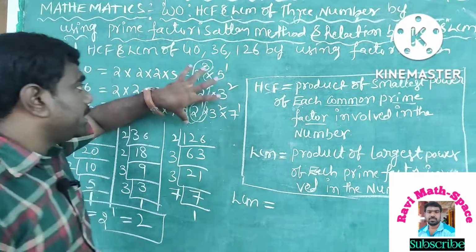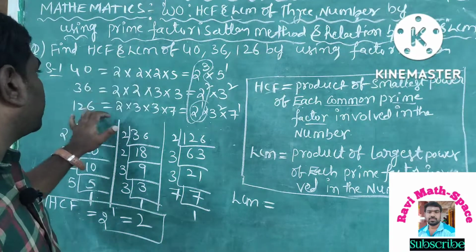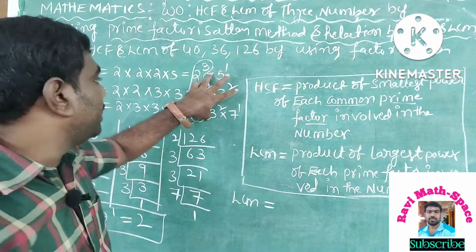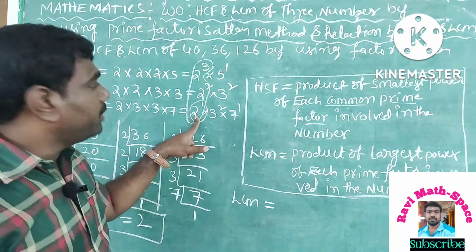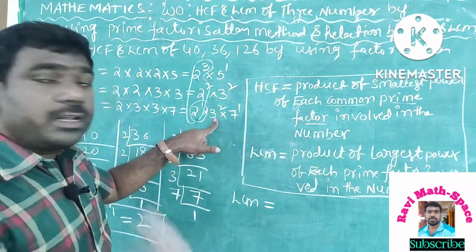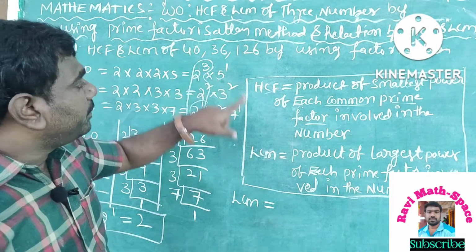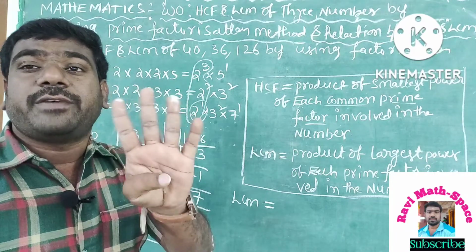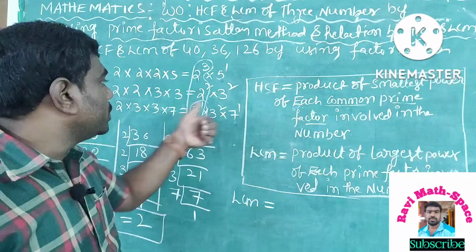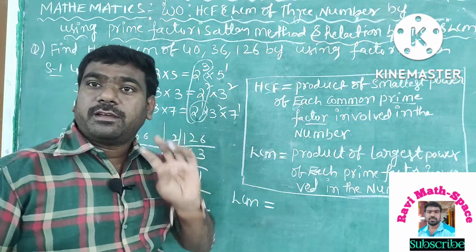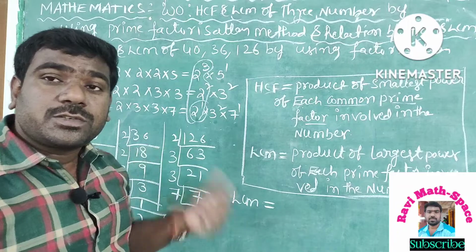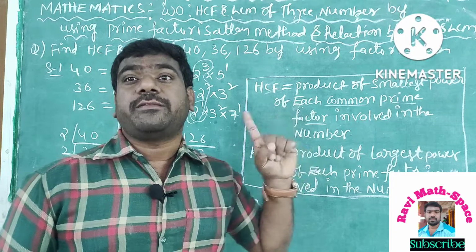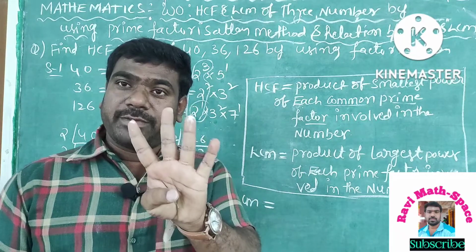Now see here, we have 3 numbers: 40, 36, 126. In this prime factorization, how many different prime factors are there? One is 2, another different prime factor is 3, another is 5, another is 7. Total we have 4 different prime factors: 2, 3, 5, 7. That is the first step. Next, what we have to do is take the largest power of each prime factor.